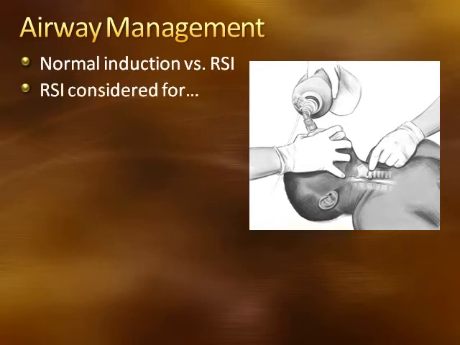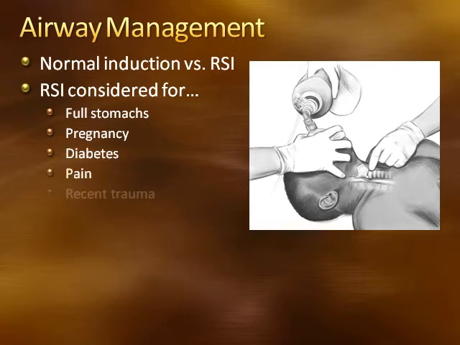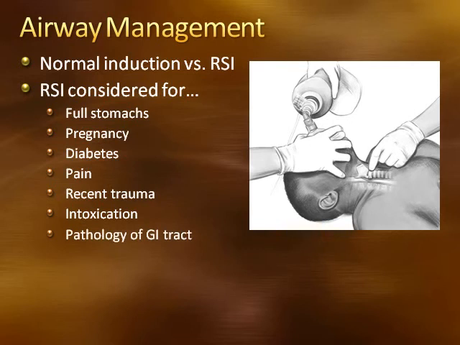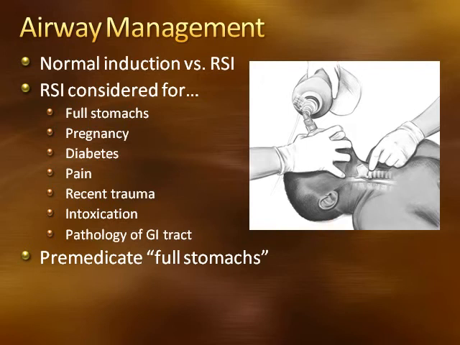In contrast, rapid sequence intubation is undertaken in patients who are thought to be at risk for pulmonary aspiration of gastric contents. Patients with full stomachs are at risk, and other risk factors include pregnancy, diabetes, pain, opioids, recent traumatic injury, intoxication, and pathologic involvement of the GI tract, such as a small bowel obstruction. Patients with full stomachs should be premedicated with agents that reduce the acidity and volume of gastric contents, such as H2 blockers, non-particulate antacids, and gastrokinetics.